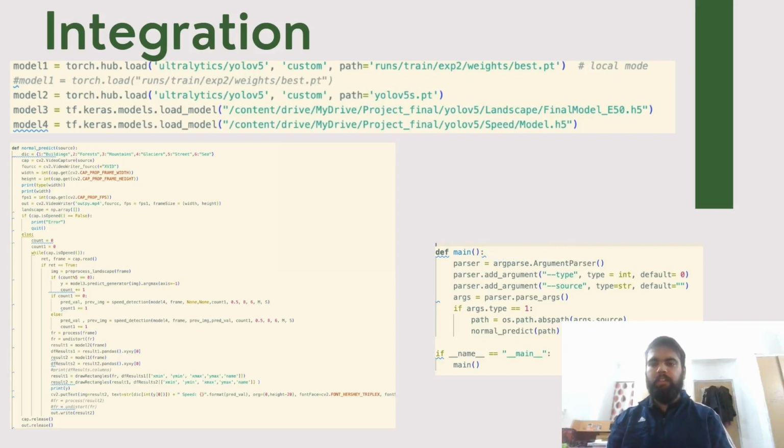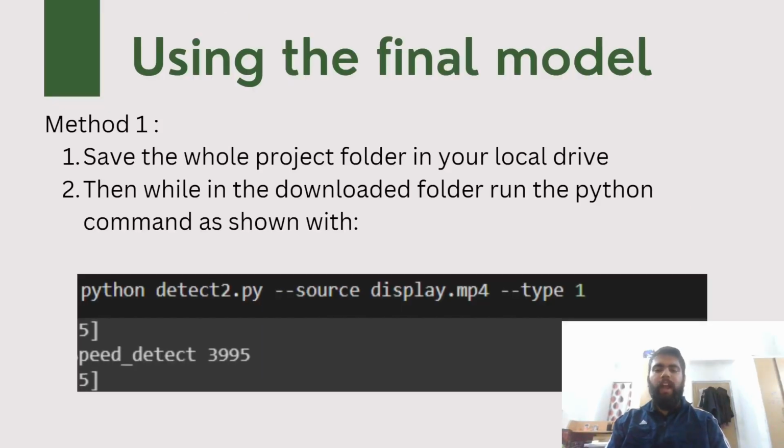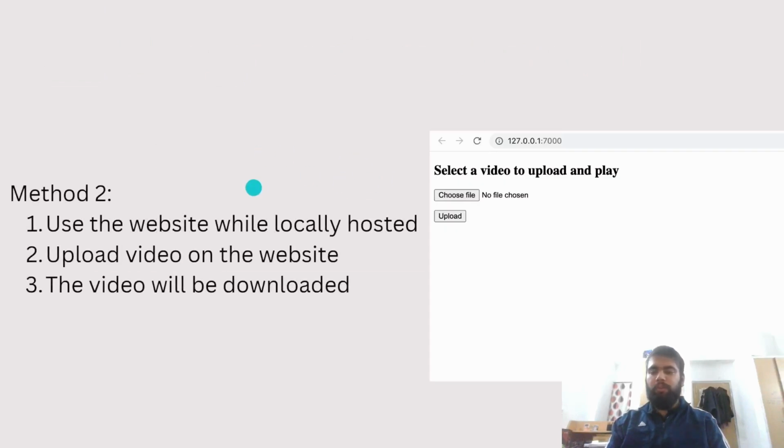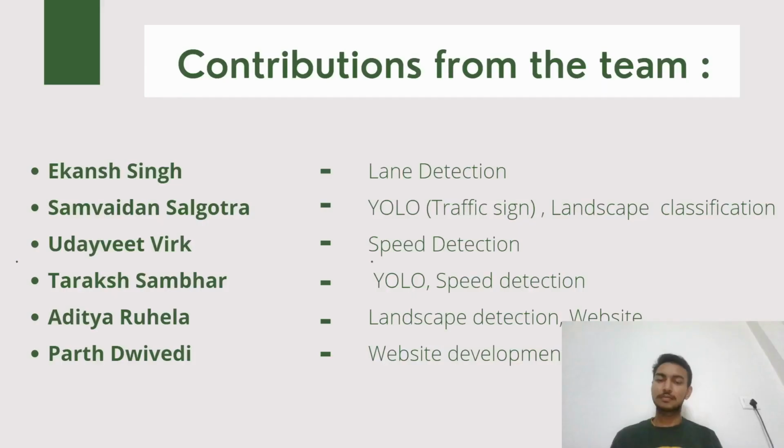Okay, so let's look at how we can finally use the model. The first method is you could download the whole project to your local drive, and while you're in the local drive, you run this command here with the source as the path to your input file and the type of the analysis being set to 1. The other method is you could host the website locally and upload the video there, then after the analysis is done, the video will be automatically downloaded.